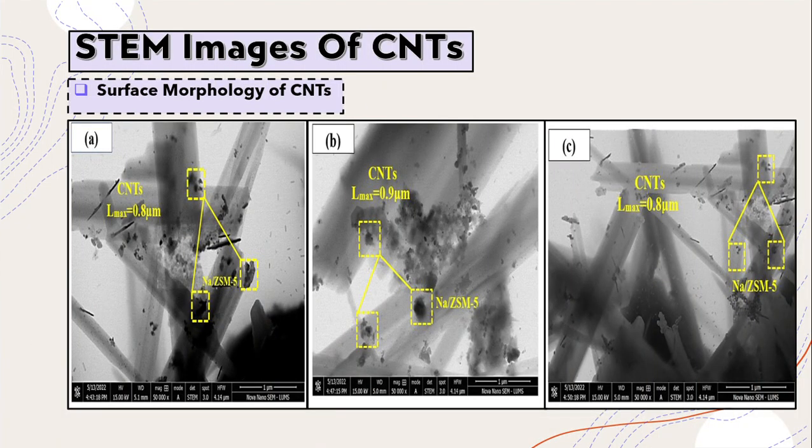Here are the STEM images of CNTs. STEM shows that the surface morphology of CNTs is tubular-like, and the maximum length of CNTs is 0.8 μm for high density, 0.9 for PP, and 0.8 for the mixture.